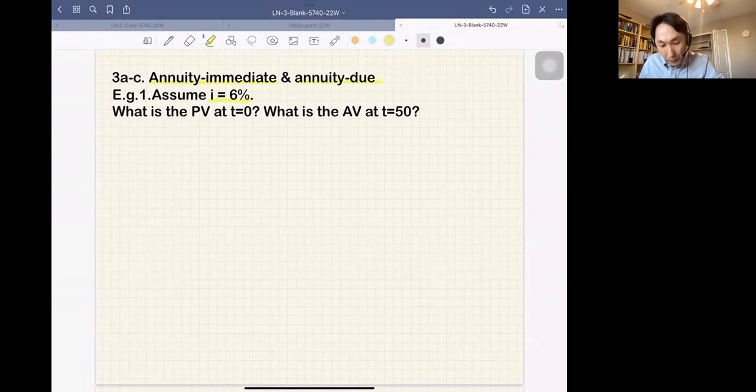So think about a cash flow. We have maybe 50 years.